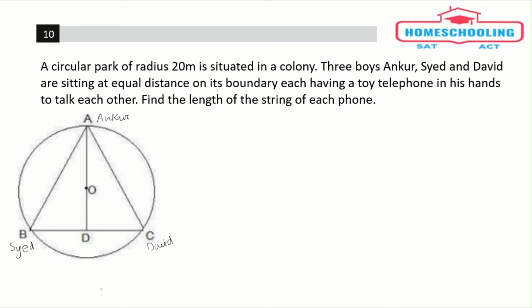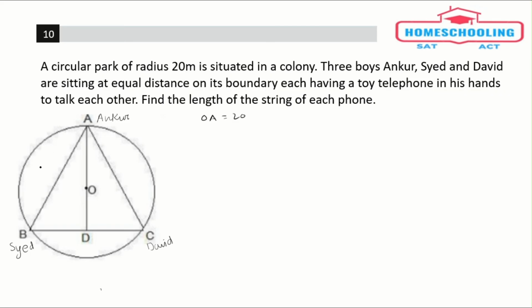This is also a tricky one. A circular park of radius 20 meters is situated in a colony. So if this is so, then OA is 20. Three boys, Ankur, Sayed and David, are sitting at equal distance on its boundary.